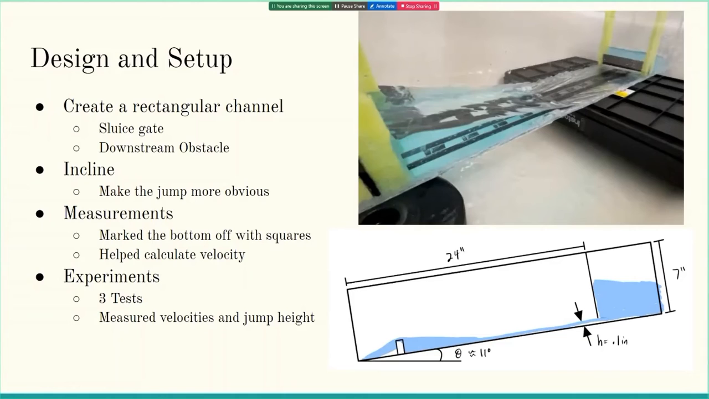Our experiment consisted of 3 tests and multiple trials within those tests to determine the initial velocity, final velocity, and the jump height. The 3 tests only differed in the initial speed, which we controlled by the sluice gate.